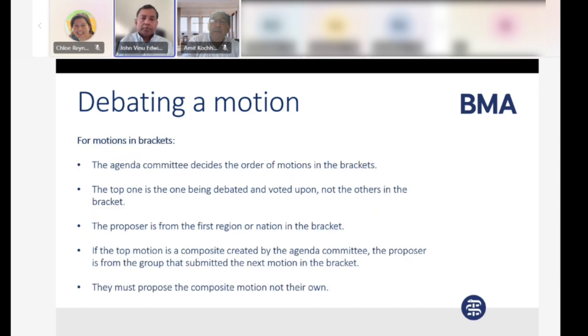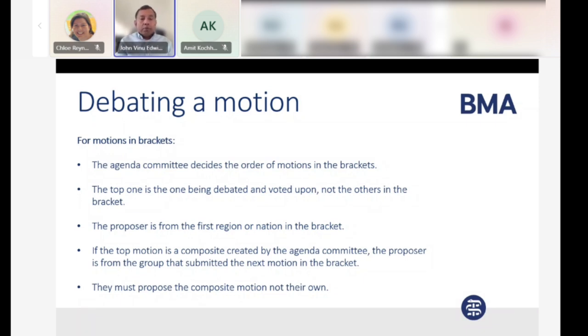Next slide, please. So, debating a motion. The agenda committee has already decided the order of motions in your conference agenda pack. The top one, as Amit mentioned, is the one debated and voted upon, not the others in the brackets. The proposer is from the region or nation in the bracket. So if it says London North or London South, that's where the proposer comes from, and that's the first motion up under that section. So you need to submit a speaker slip from that particular region.